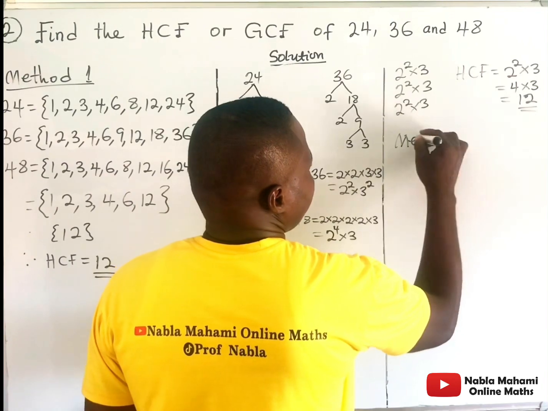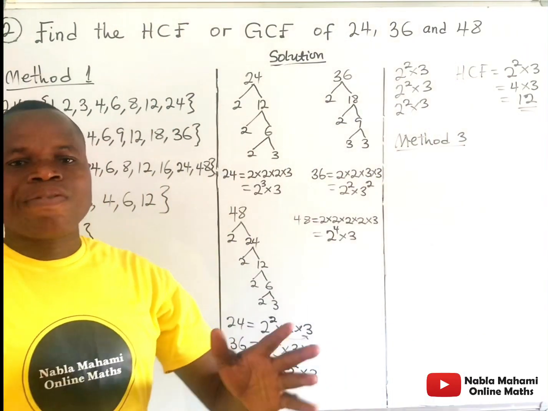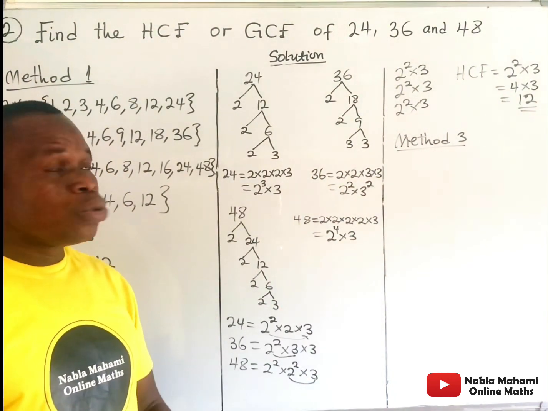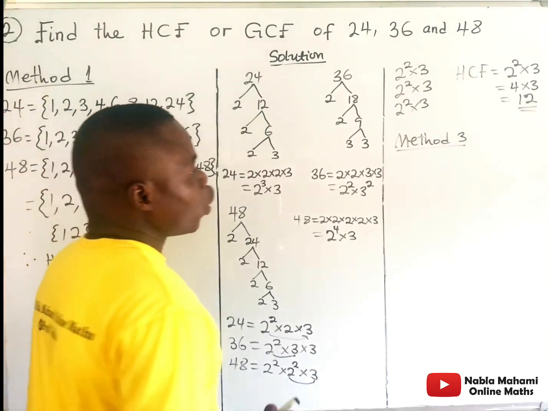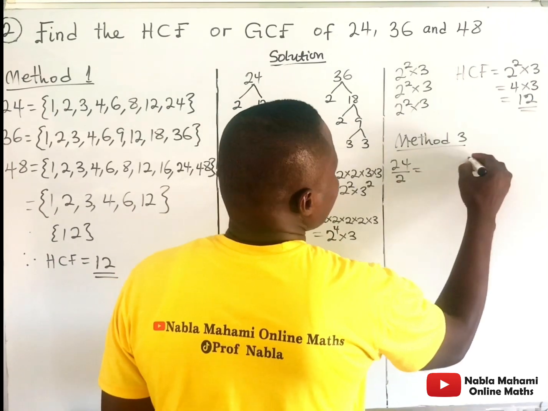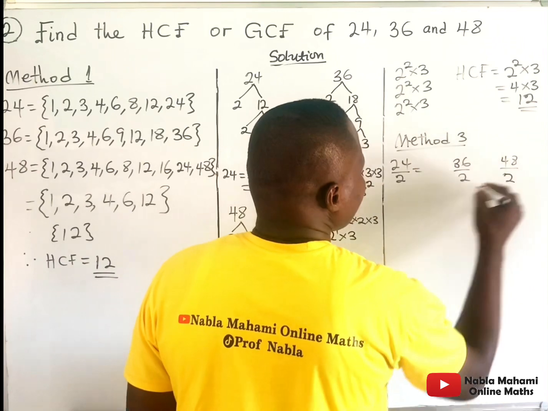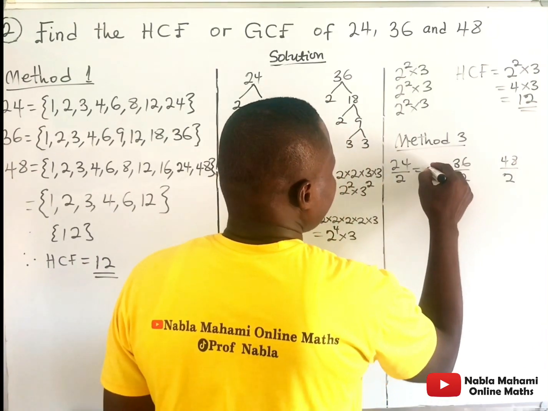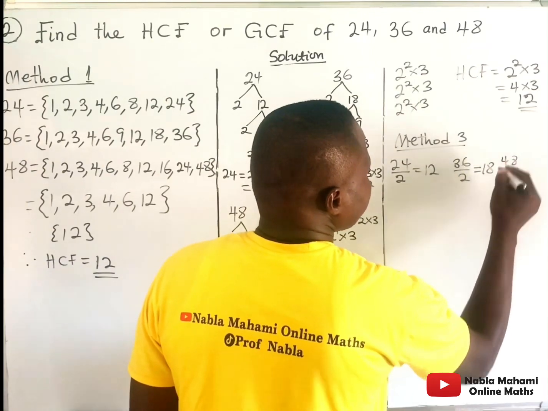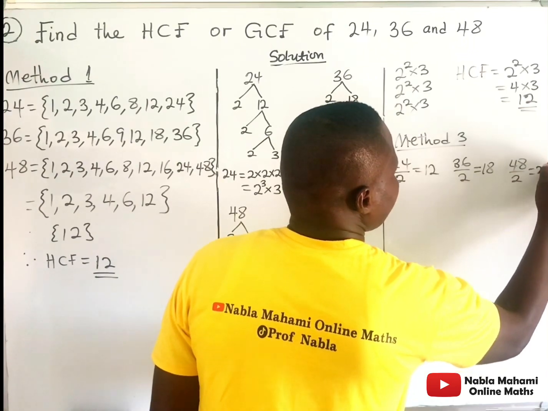Method 3. Take each of these numbers and divide by the first prime number if it can go. If the first prime number cannot, then you use the second prime number. So you see that here I can take 24 divided by the first prime number, that is 2. Here 36 over 2 and here 48 over 2. Now 24 over 2 is 12. 36 over 2 is 18. 48 over 2 is 24.